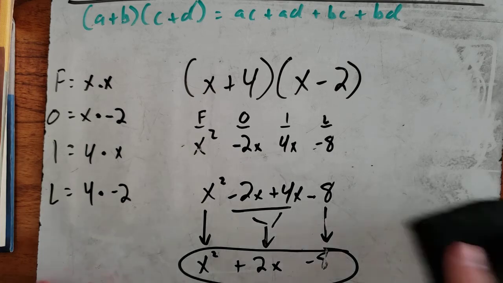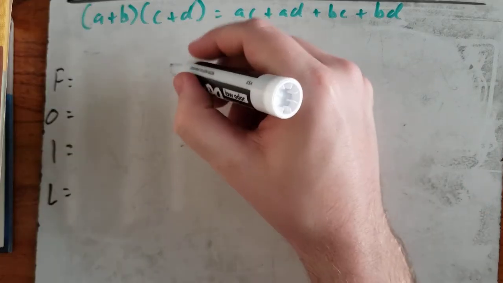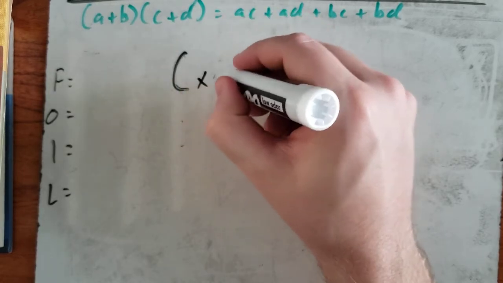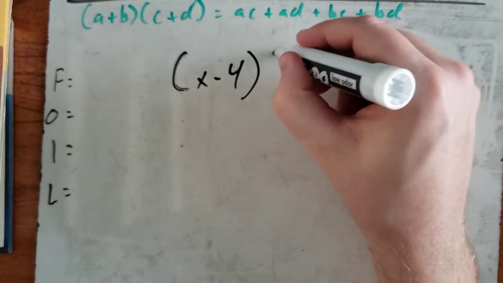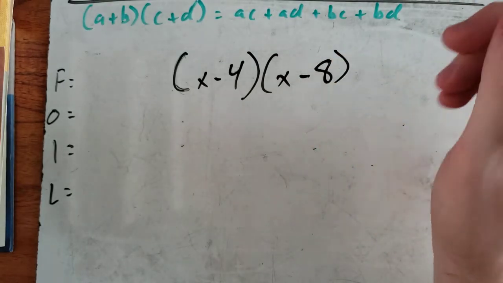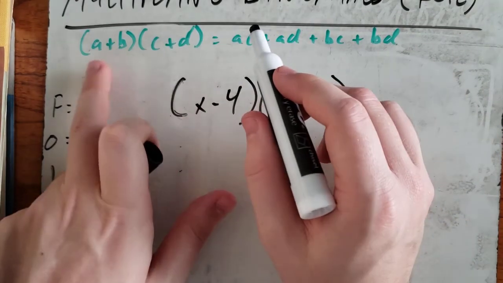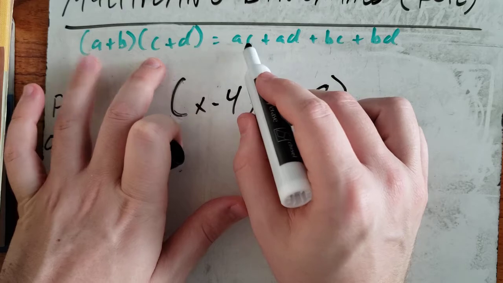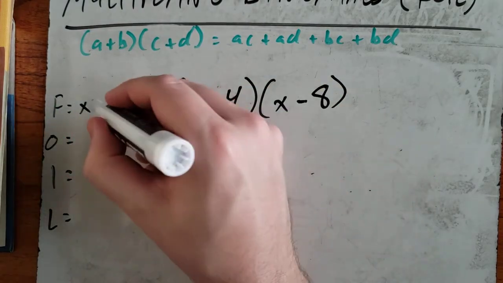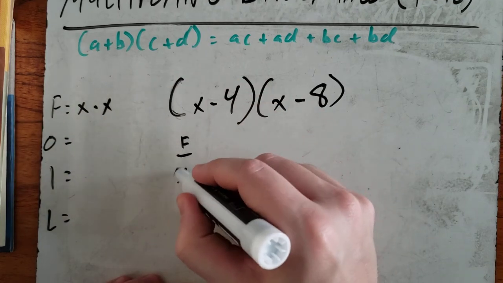Let's do one more. Let's do x minus 4 times x minus 8. Okay, so same thing we're doing here, right? First thing, our F, our first two terms here, A times C. So our F here, same, x and x. So x times x is going to equal x squared.